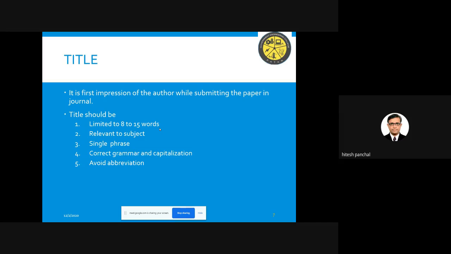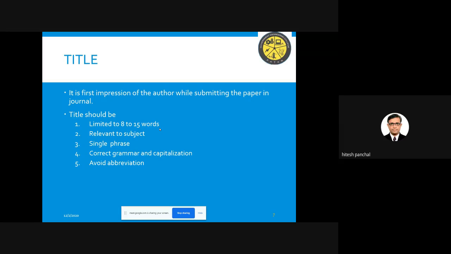Then the title should be a single phrase. Okay, what happens actually? If you will see the titles, they use multiple things. That's why, if your title is relevant, and if you want to publish in a good journal, it should also be written as a single phrase. And the fourth one, correct grammar and capitalization.